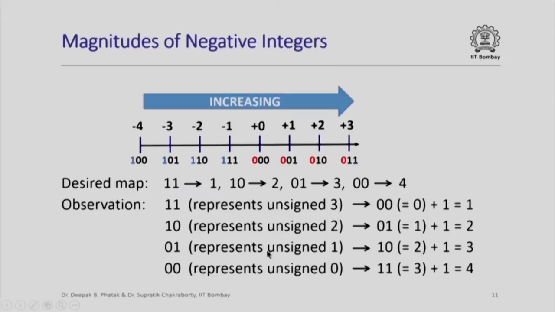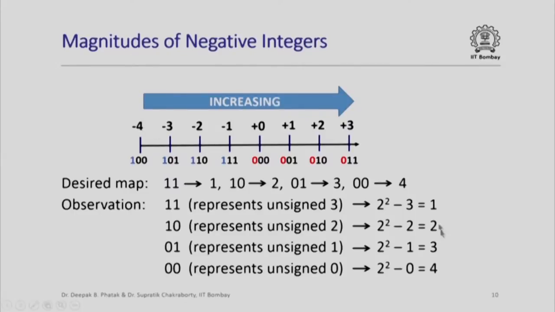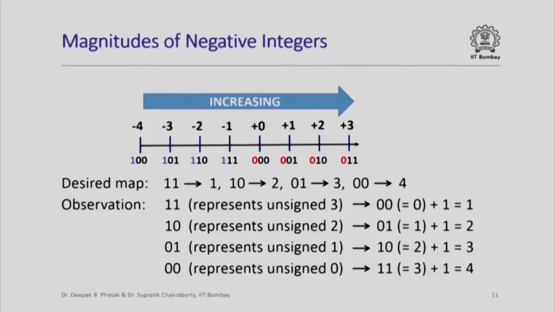01, which represents the unsigned integer 1, but you want it to represent 3, so flip all the bits, you get the unsigned integer 2, add 1 and you get 3, and so on for 00 as well. 00, when you flip, you get 11, which represents the unsigned integer 3, you add 1, then you get 4. So if you look at these two ways of computing the magnitude of the negative integers, one way of accomplishing this, basically finding out the difference of the magnitude represented by the bit sequence from 2 squared, or from that appropriate power of 2 if you have a higher number of bits, is really to go like this. You can flip the bits, find out the decimal equivalent, and then add 1 to it.